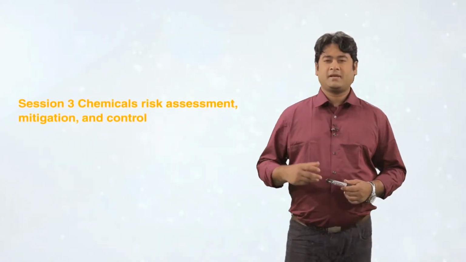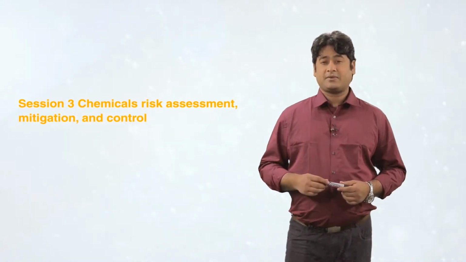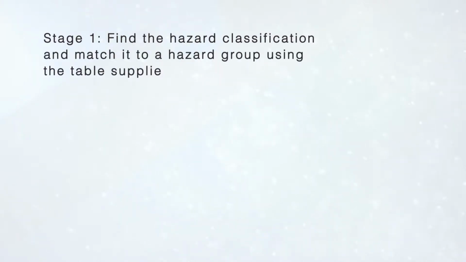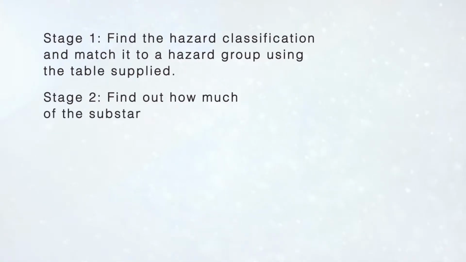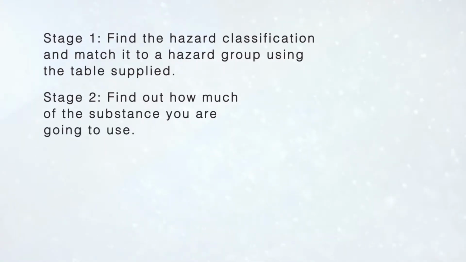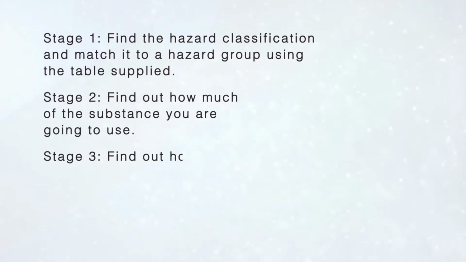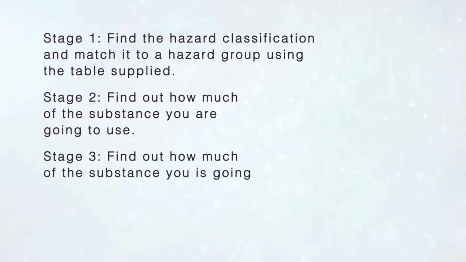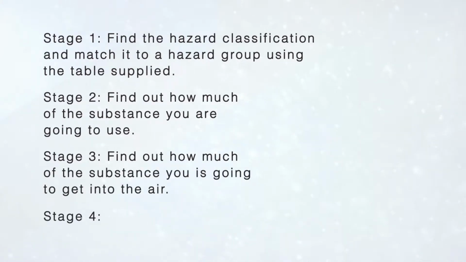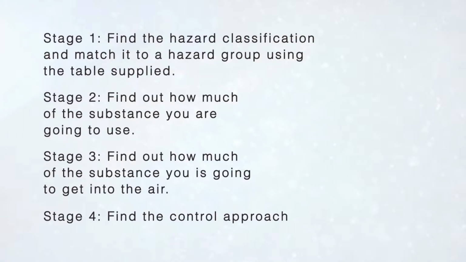In this session, we will see the step-by-step process of effective management of chemical risk at the workplace. In stage 1, we need to find the hazard classification and match it to a hazard group. In stage 2, we need to find out how much of the substance we are going to use. In stage 3, we need to find out how much of this substance is going to get into the air. And finally, based on all this information, we need to identify the appropriate control approach.